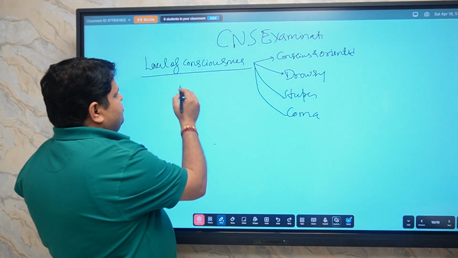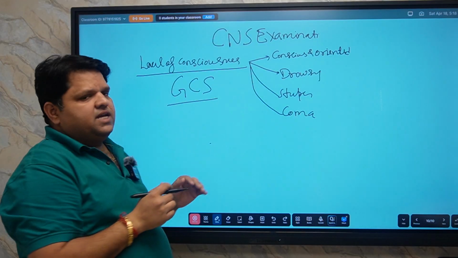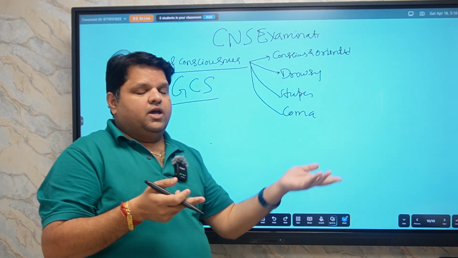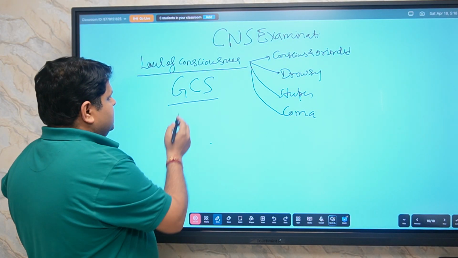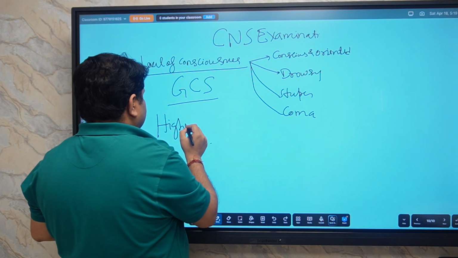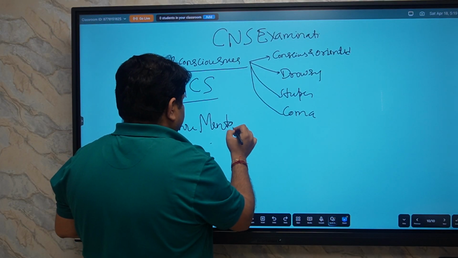So for level of consciousness we also go for the GCS. For GCS and for detailed consciousness assessment, you may see my previous videos on the GCS only. So we don't go into the details. After GCS we go for the higher mental function examination.